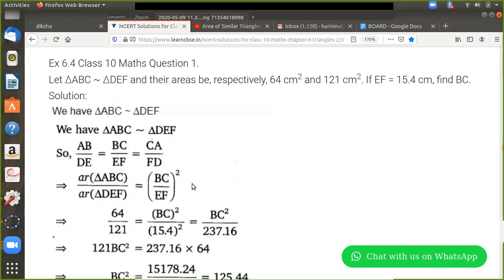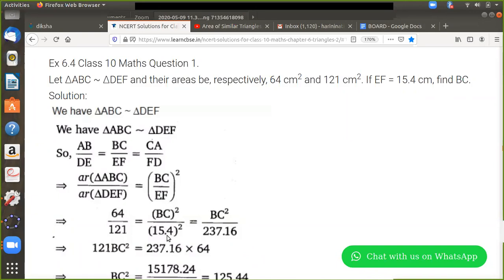Otherwise, you can write this is equal to AB by DE the whole square, which is equal to CA by FD the whole square also. But what is given is this ratio alone. Out of this BC and EF, the EF is given and BC is asked. So now you see in this equation, the area of triangle ABC is given as 64. Area of triangle DEF is 121. BC is what you have to find and EF is 15.4.